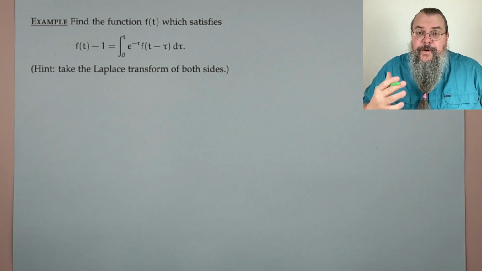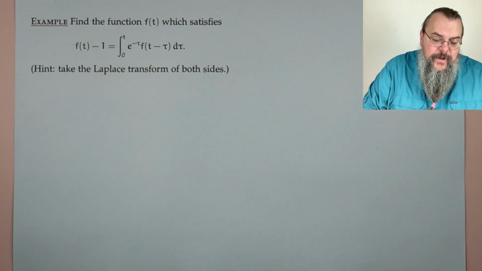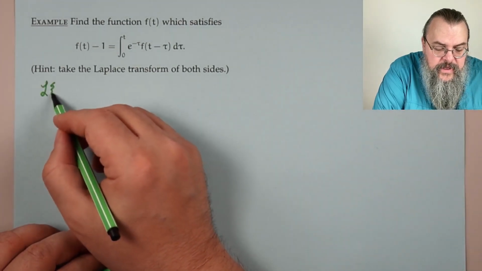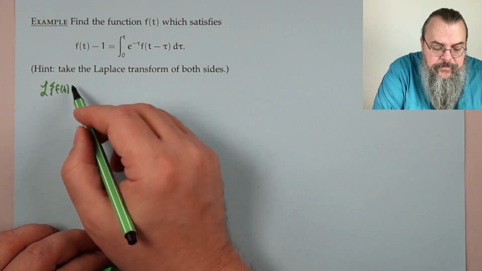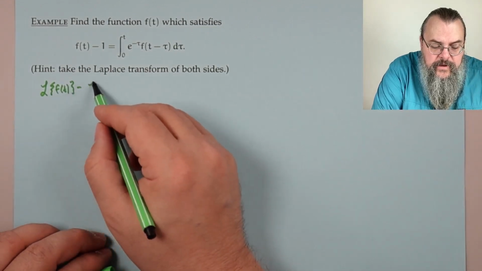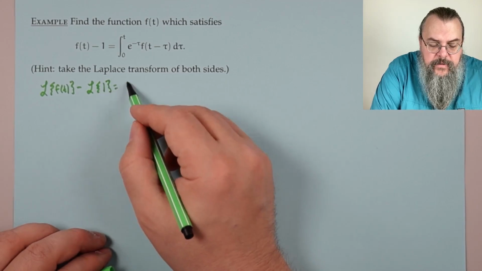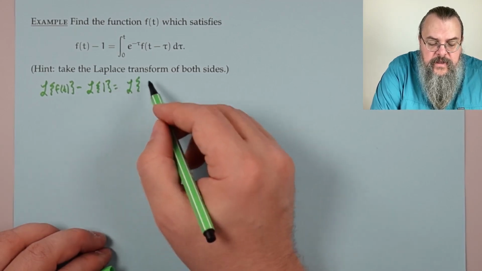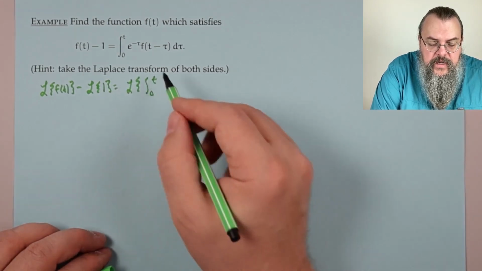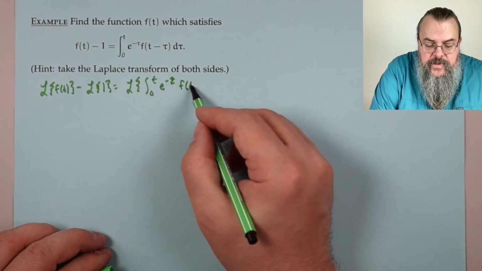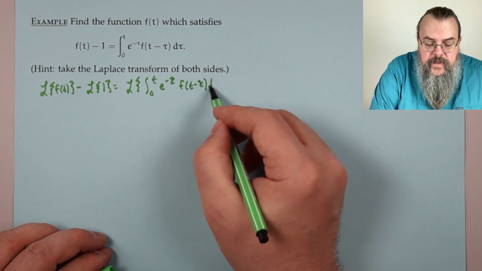All right, so we're going to follow the hint. So let's take the Laplace transform of both sides. So we have the Laplace transform of f of t minus the Laplace transform of 1, all right, equals the Laplace transform of the integral 0 to t of e to the minus tau f of t minus tau d tau.